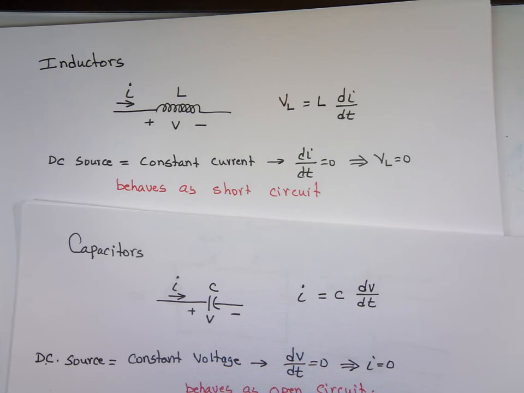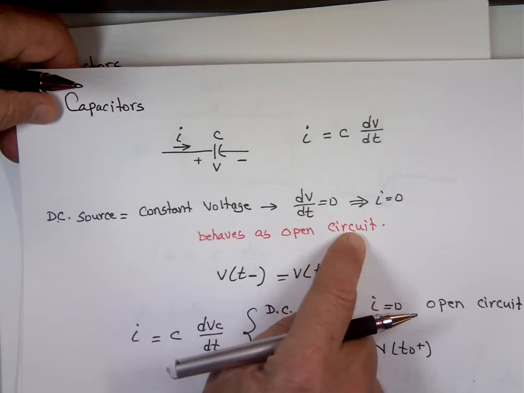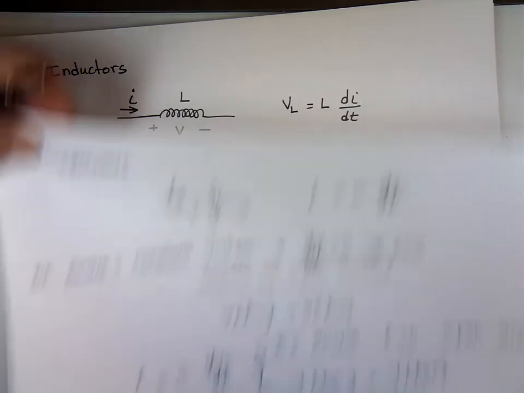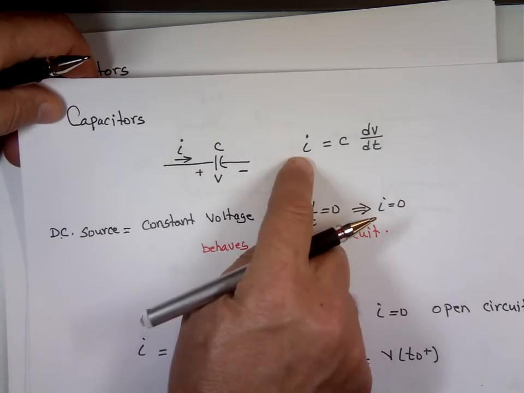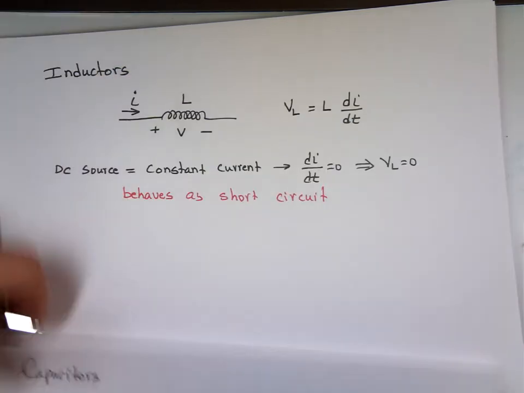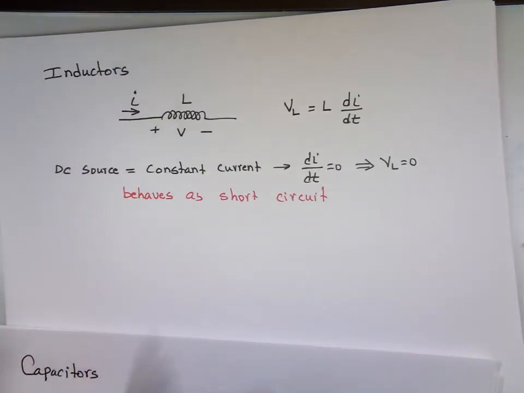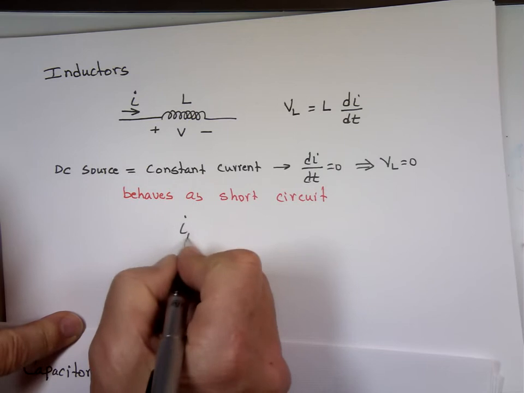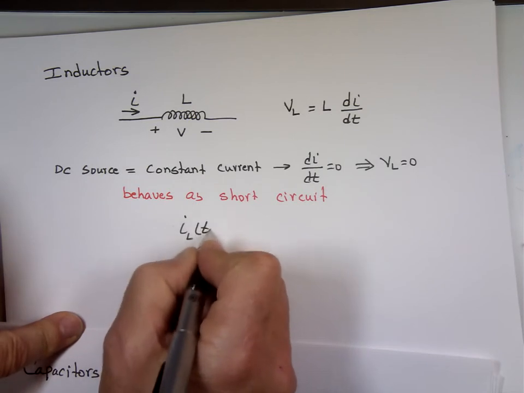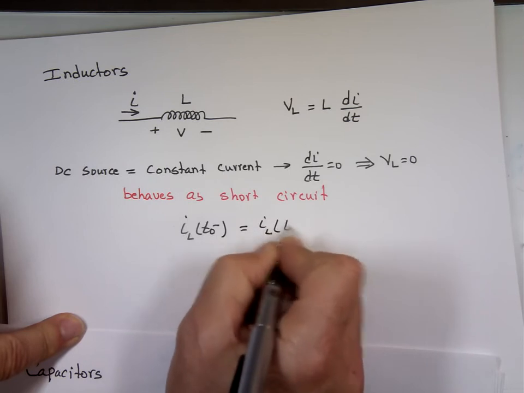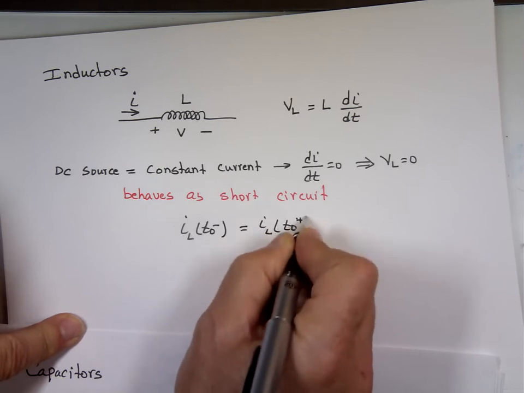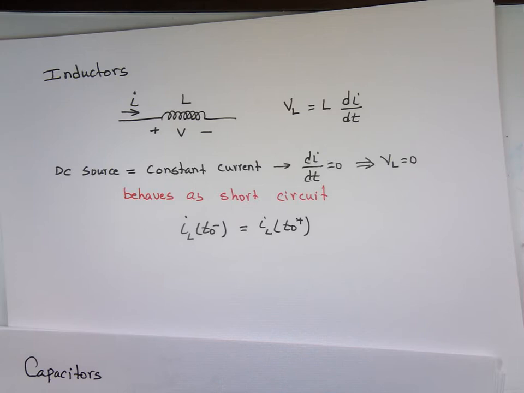The capacitor behaves as an open circuit. And just like we said, since the voltage cannot change in 0 time because you'll have infinite current, guess what? The current through the inductor cannot change in 0 time. The current I sub L at t equals 0 minus, and the current at t0 plus are going to be the same. It doesn't change. The current does not change in 0 time.